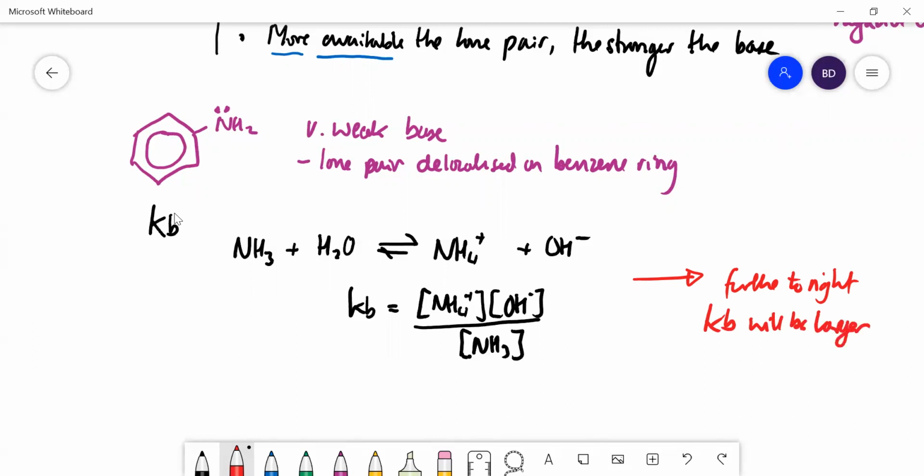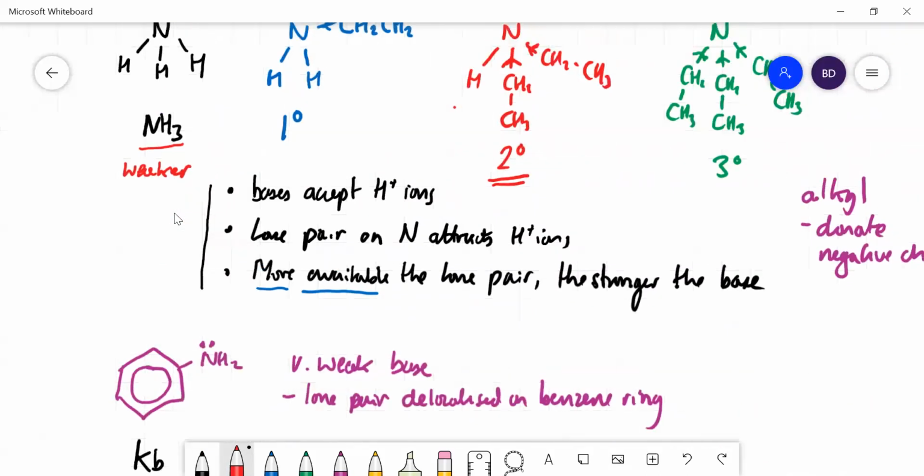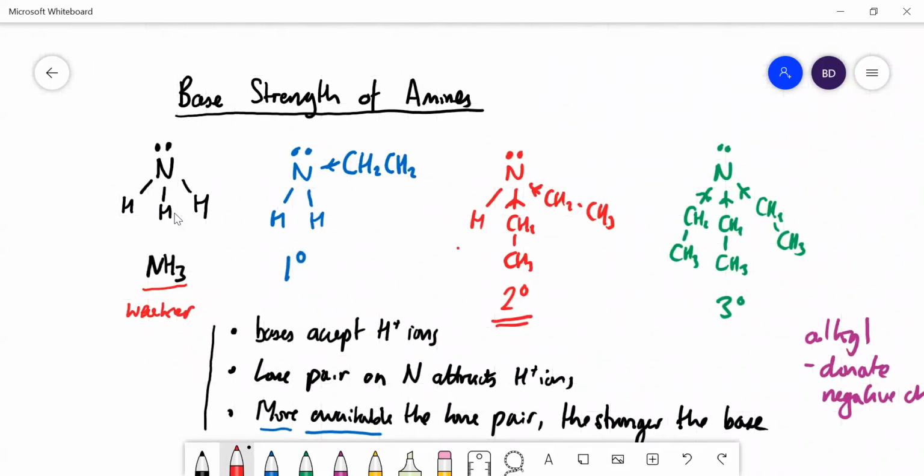So I've got a few values of Kb which I will just write down here. For ammonia, remember, the bigger it is, the stronger the base. Ammonia is 3.8 times 10 to the minus 5. Ethylamine, this one, is 4.4 times 10 to the minus 4. So it's getting on for 10 times stronger than the ammonia.